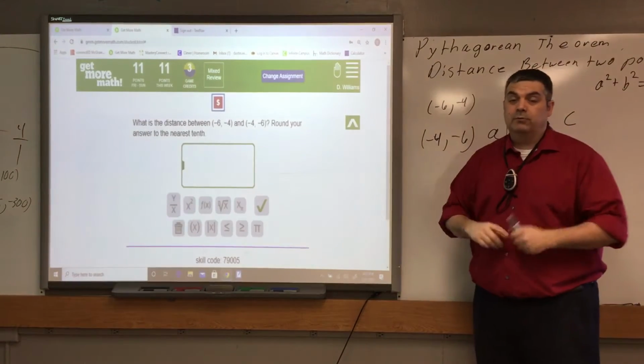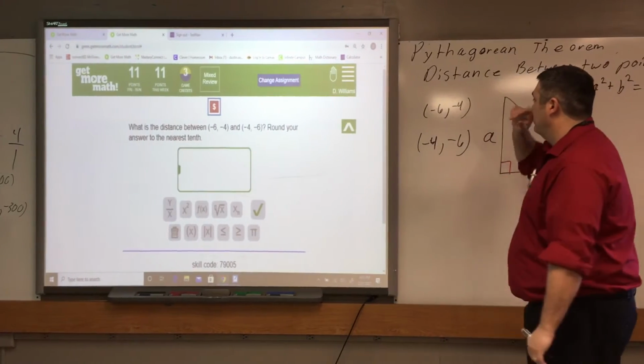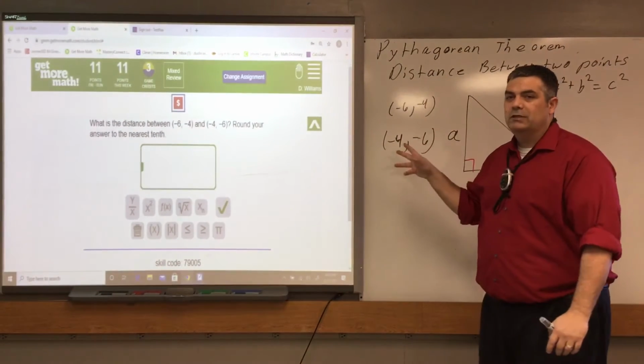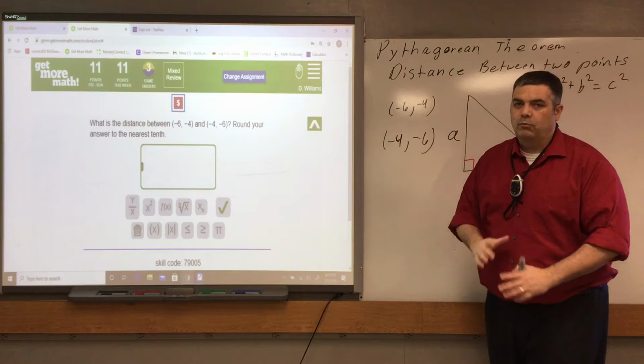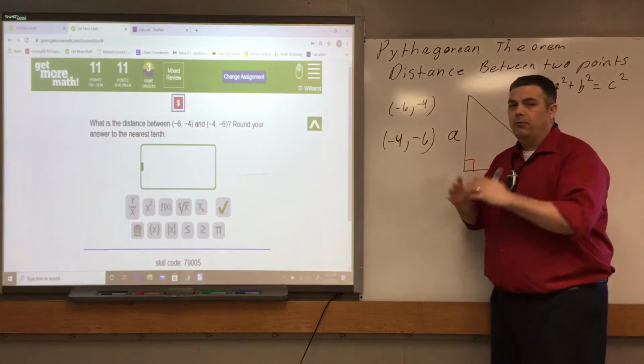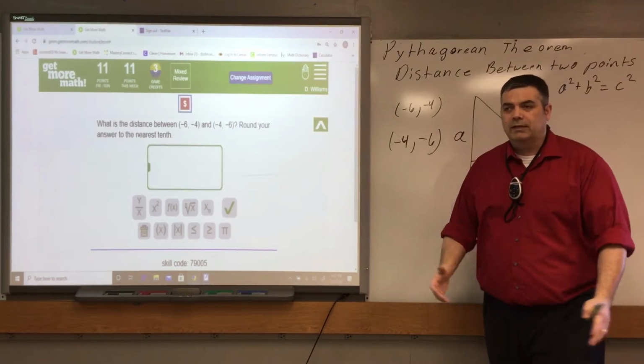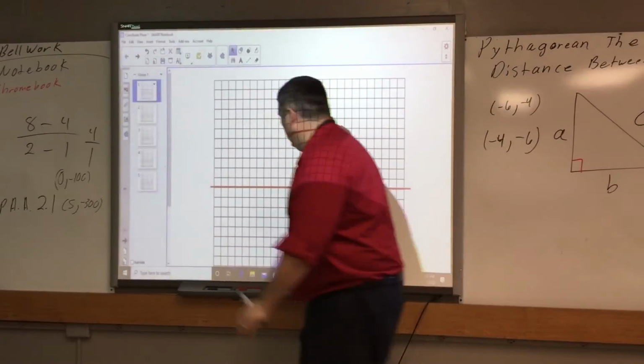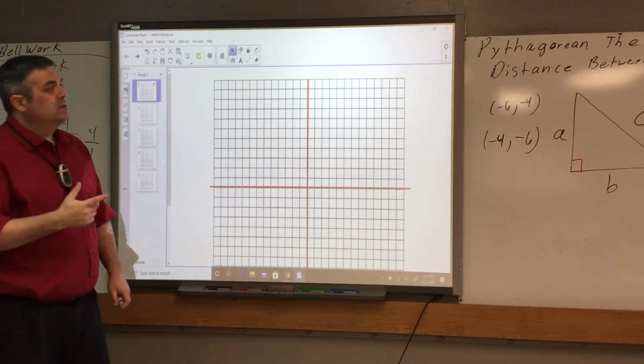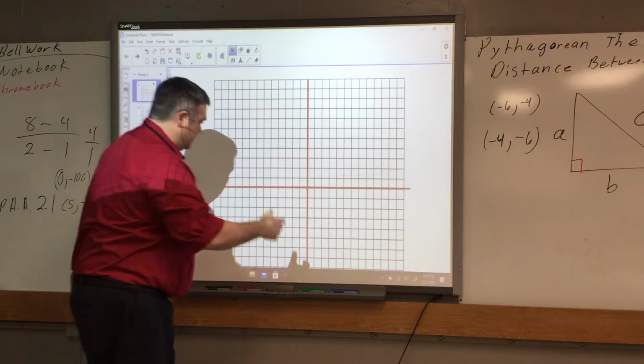So the first thing we're going to do is plot these points. Now there's this thing called a distance formula that you could use, but we're not using that. We're going to be using graph paper, plotting these points and going through it like that. So you should have graph paper. Okay, so first thing we need to do is plot these points.